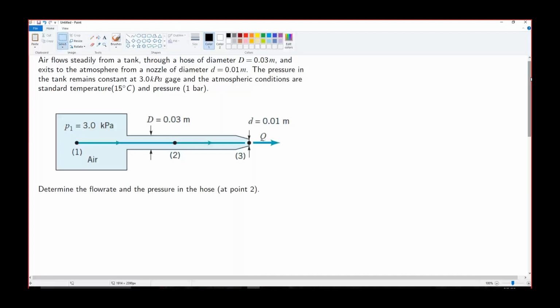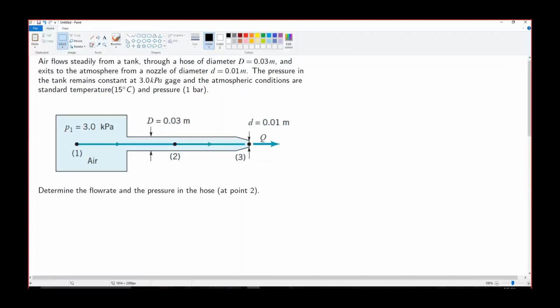So any ideas, any suggestions on how we should proceed with this problem? We are interested in calculating this flow rate and the pressure at point 2. That is, we want to calculate P2 and we want to calculate Q2 or Q3, whatever, because they would be same. Q2 would be equal to Q3. So any ideas? How should we proceed with that?